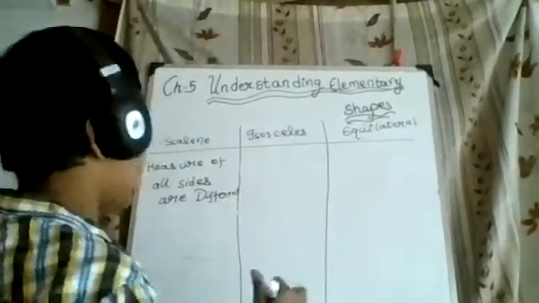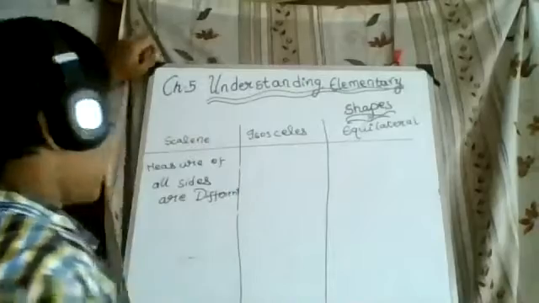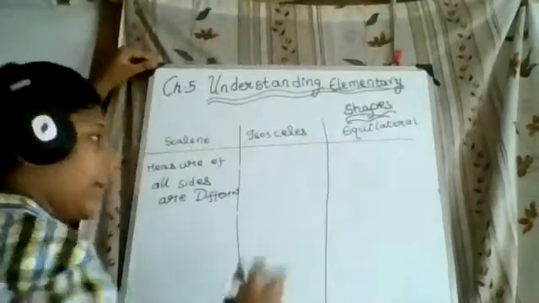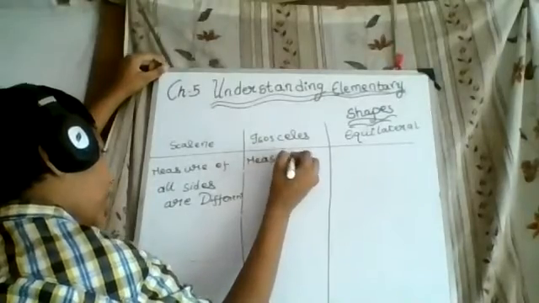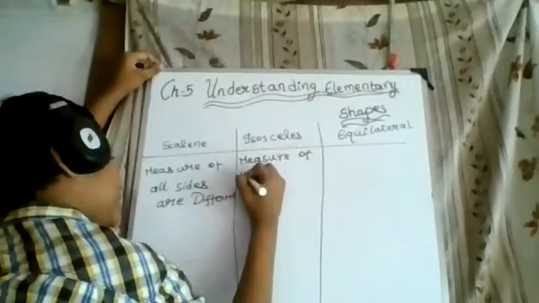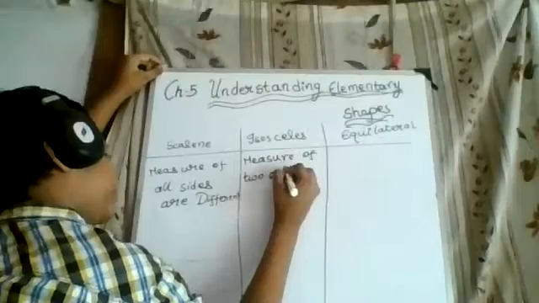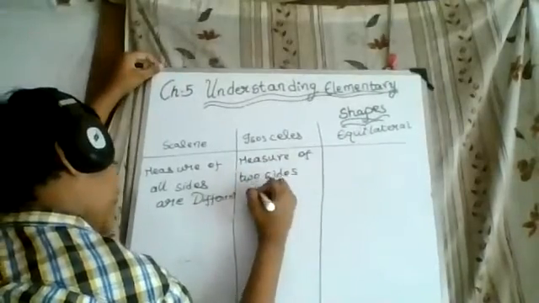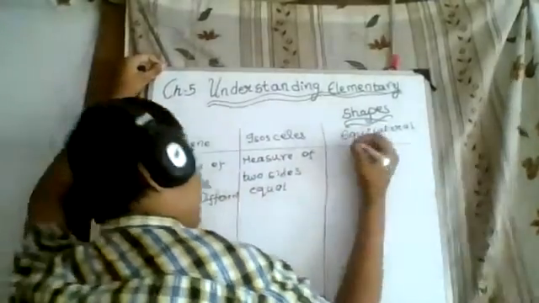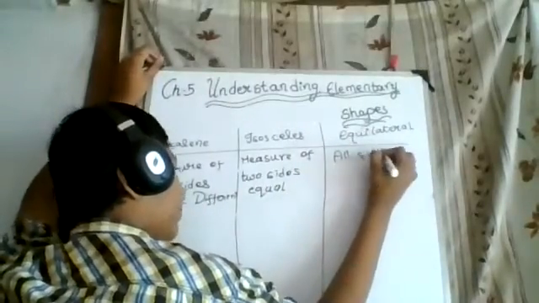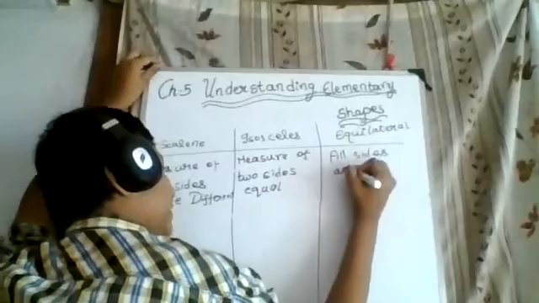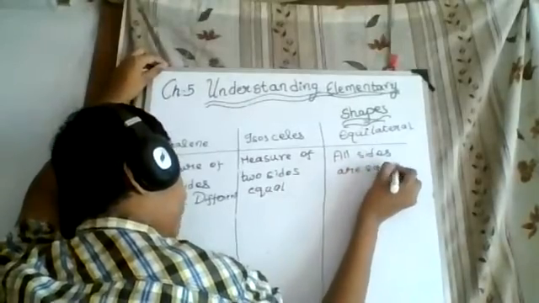For isosceles, we have the measure of two sides equal. And equilateral triangle: all sides are equal.